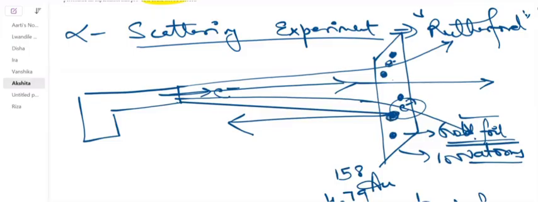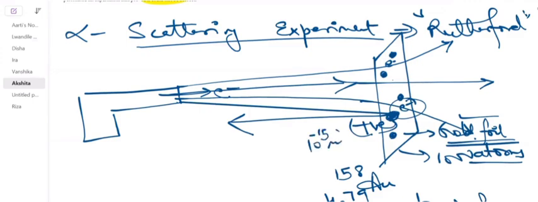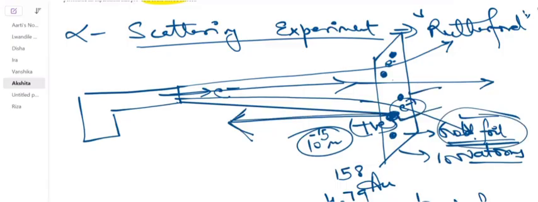Whereas the center part is very heavy in mass and contains positive charge, about 10 raised to minus 15 meters. If it collides with this, it is exactly bouncing back. There is something which is very heavy in nature and carrying the same charge, and hence it is providing a repelling force to the particles which are colliding with it.